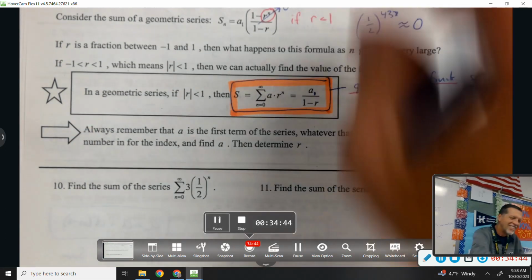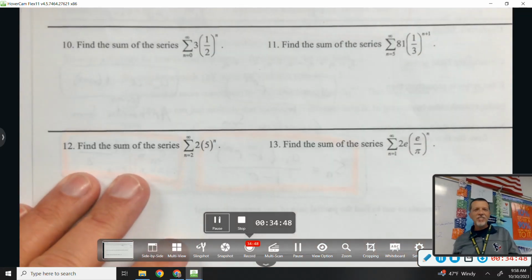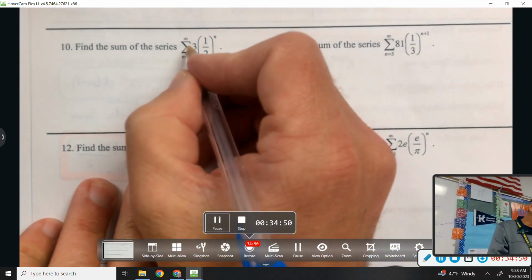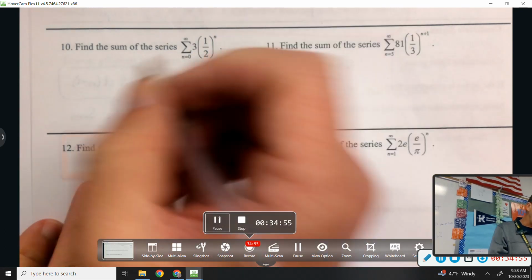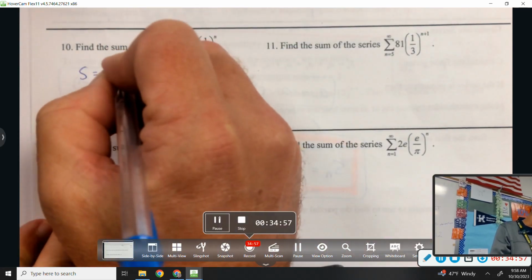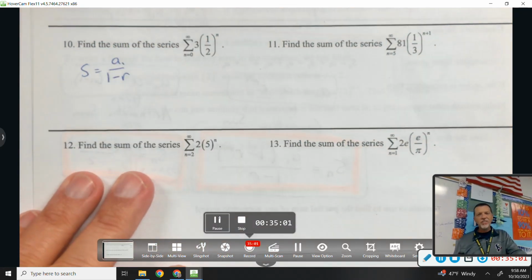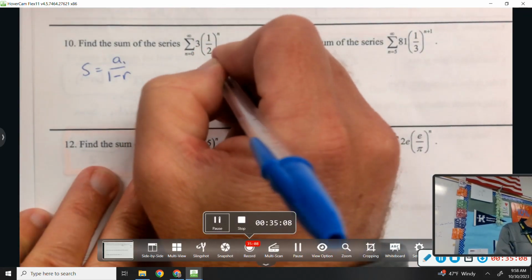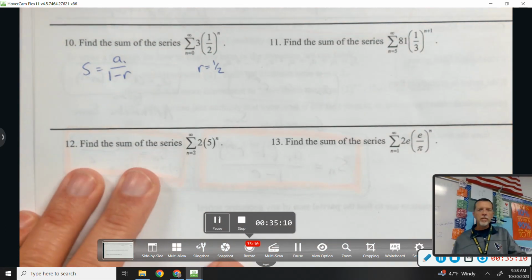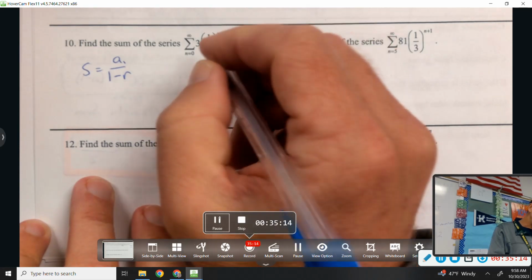Trying. Number 10. Find the sum of the series, n equals 0 to infinity. Okay, so infinite means I'm thinking I can use my infinite geometric series formula, but only if r is less than 1. So r is 1/2, so we're cleared to use the formula. What's the first term? 3/2.